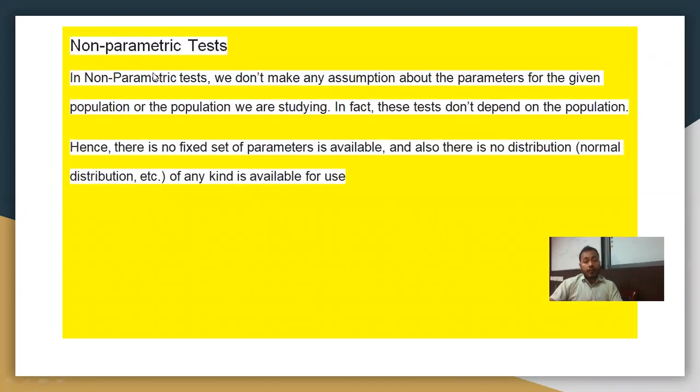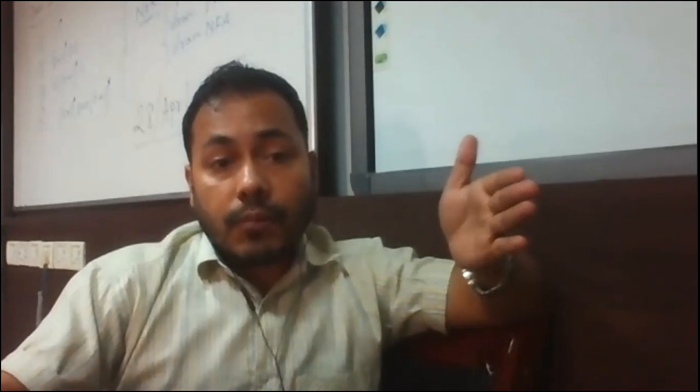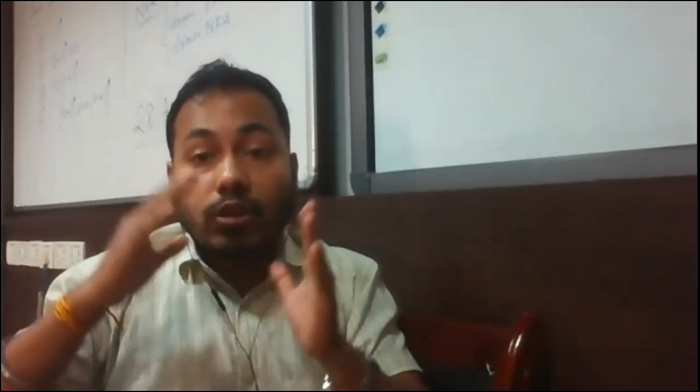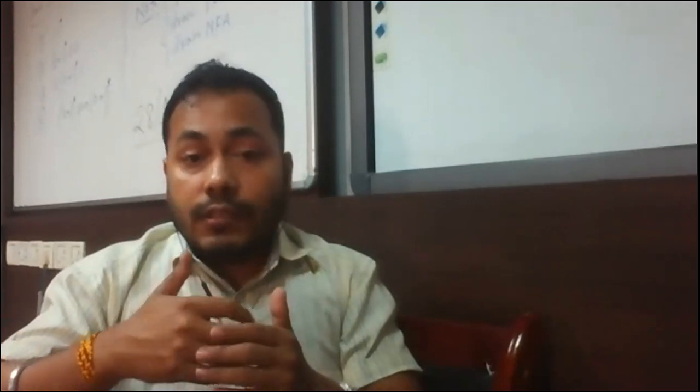Now coming to the next, that is the non-parametric test. In non-parametric tests, we do not make any assumptions. I just told you that in parametric tests we worked with some assumptions, right? Based on those assumptions I showed you that we perform the t-test, and the parameter taken was the standard deviation. Now the first point of the non-parametric test is that we do not make any assumptions about the parameters of the given population or the population that we are studying. So it is clear that this test is not going to depend on the population.